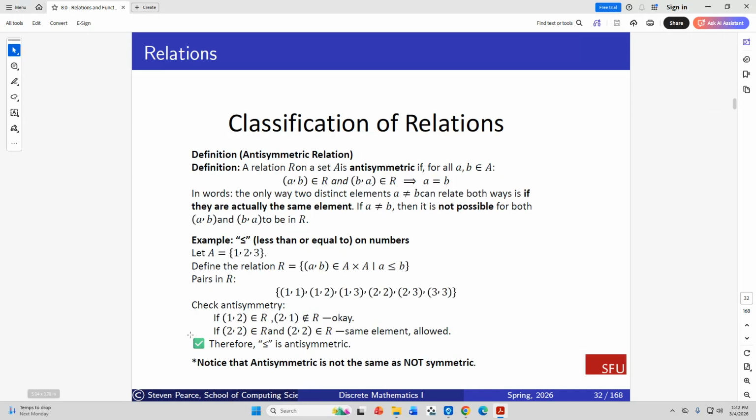Then there's a thing called antisymmetric. My goodness, we're getting lost here. I've got a summary slide which will put it all together. A relation R on a set A is antisymmetric.